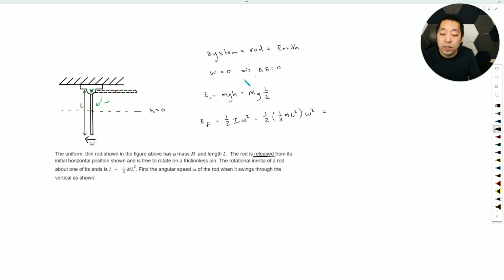And by conservation of energy, because there's no change in energy, the work is 0. These are equal to each other. Okay, so then the m's cancel, and one of the l's cancel, and so you're going to get 1/6 L omega squared is going to equal 1/2 g, right? G over 2. And then omega squared will be, times 6, 3g over L. So omega is the square root of 3g over L, like that.